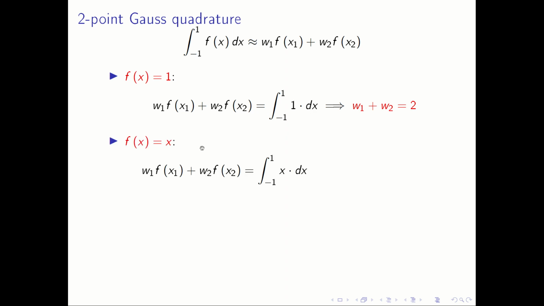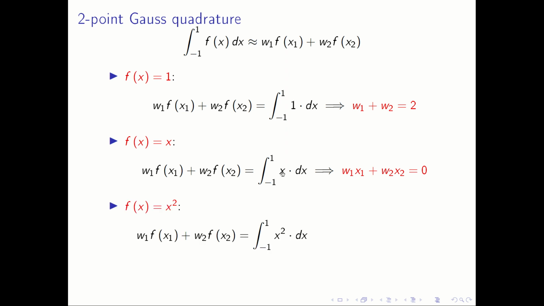If I choose f of x equal to x, the integral must work with f of x1 being x1 and f of x2 being x2. This must be exactly equal to the integral of x dx, which of course is 0. So we get w1 x1 plus w2 x2 equals 0. Yes, the rest is trivial. If you put in f of x equal to x squared, then w1 x1 square plus w2 x2 square must give you the exact value of this integral, which is 2/3.